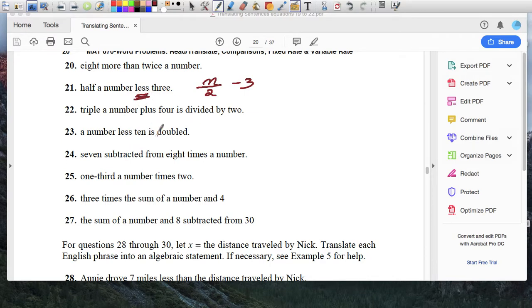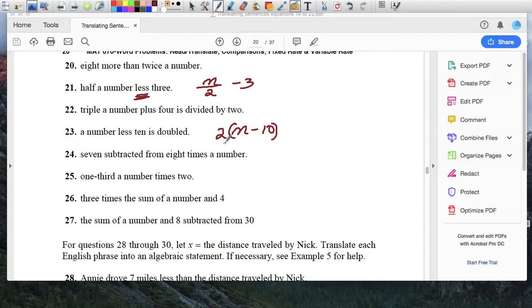23, a number less 10 is doubled. So we've got to double this expression here. I'm going to take that, put it in parentheses, and multiply by 2. So we're going to multiply a number that is subtracted. A number minus 10 is then doubled. So we first have to figure out what that is, and then multiply by 2.